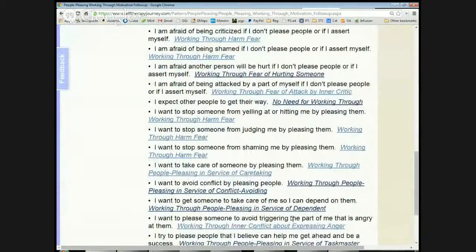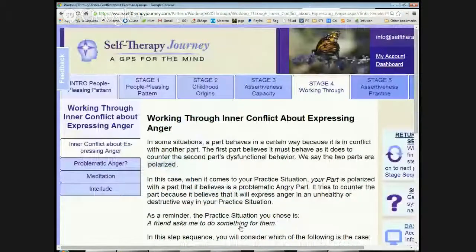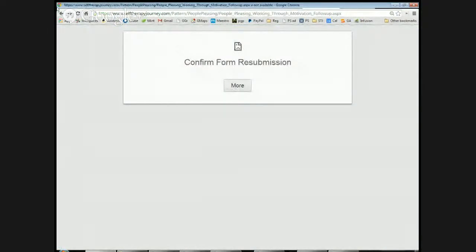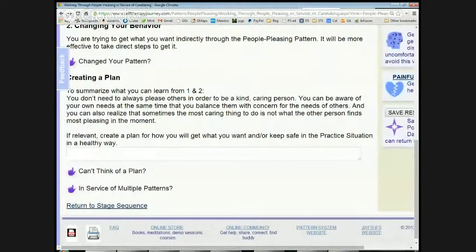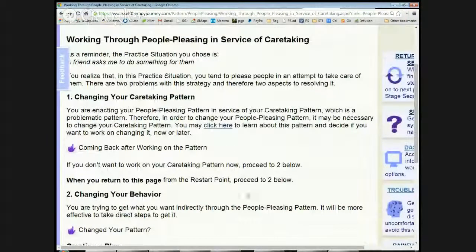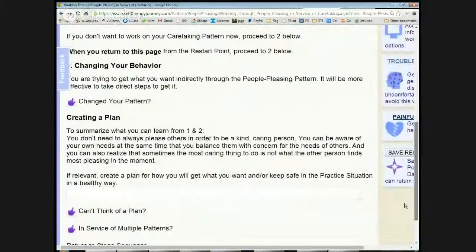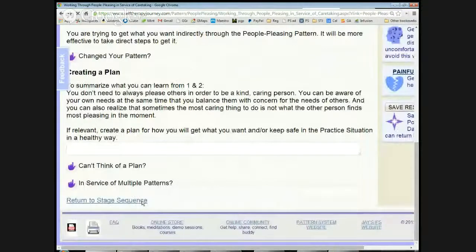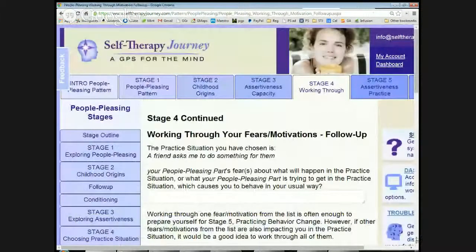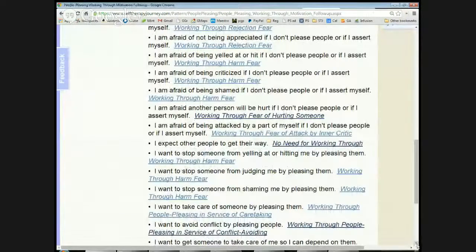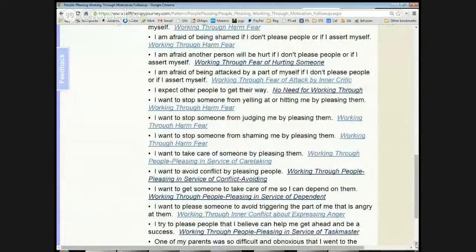There's a couple more in service of... All right, now here's an inner critic one. Let me show you this. I should probably go back, actually. Did I just lose my place? I did. Okay, that's where we were. So we'll just go to that, return to the stage sequence, which should take us back to the stage 4 follow-up. So, where was that?